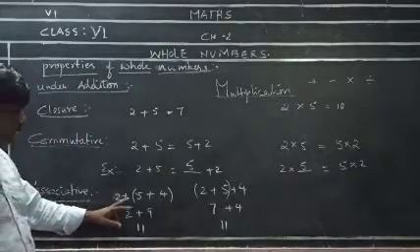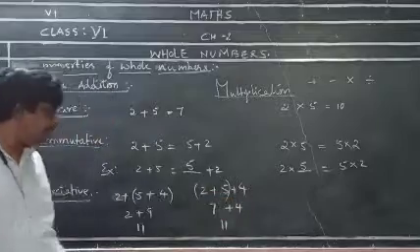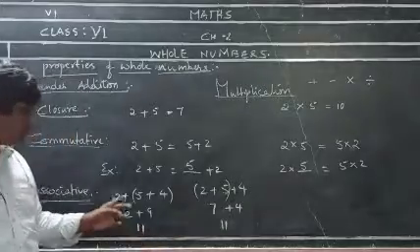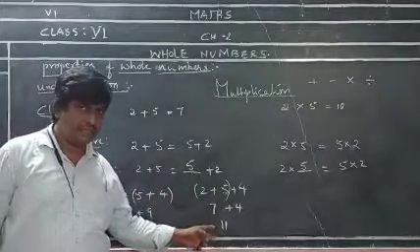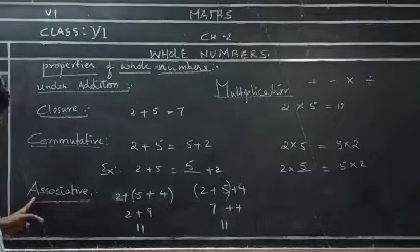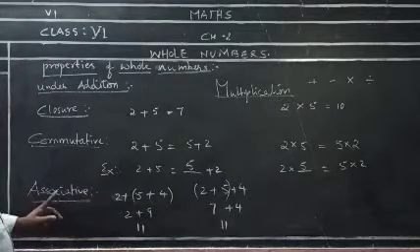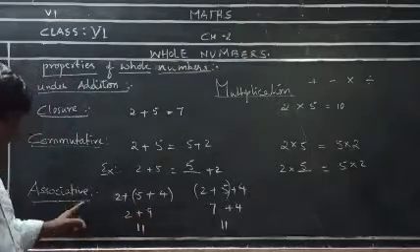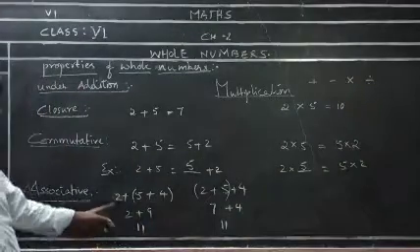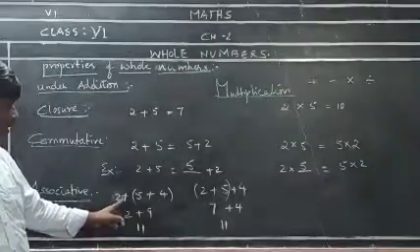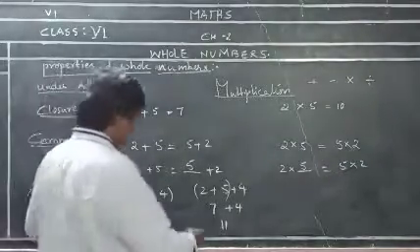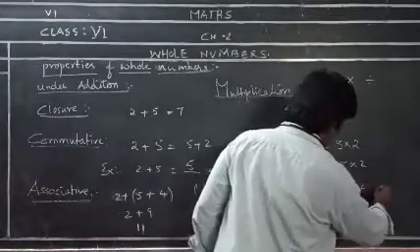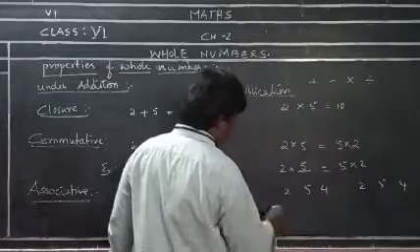That means here, by taking 3 different numbers, I made different groups, and at that time also the result is not changing. That condition is considered the associative property. Whole numbers are associative under the operation addition. What about multiplication? Same thing: I am taking 2, 5, 4 and 2, 5, 4, and I am taking multiplication.